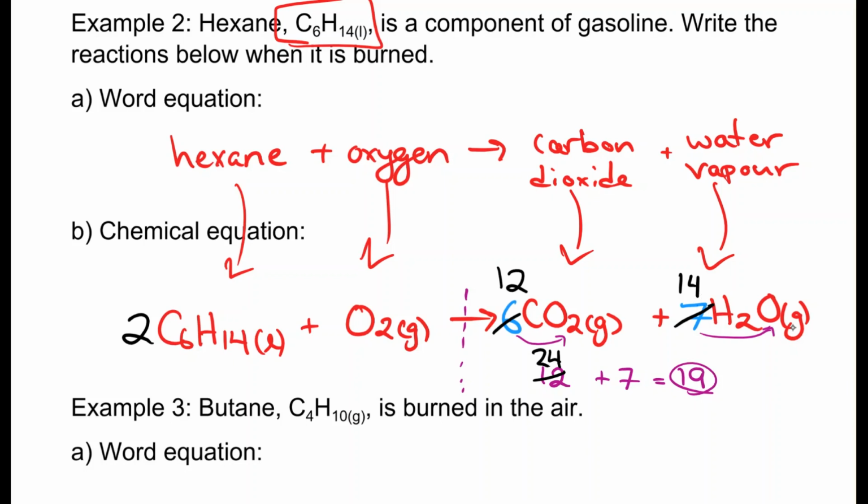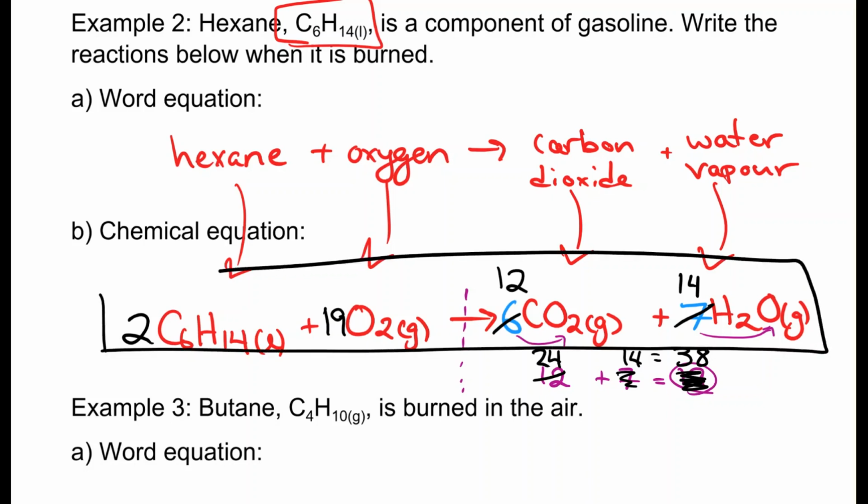We don't have 7 oxygens over here anymore. We've got 14. We don't have 19 total oxygens. We have 24 plus 14 is 38. So how do I make 38 oxygens over here? With 19. That number that we couldn't get before, 19 behind the little squiggly black marks, that's the number that you're eventually going to get here. So here is our balanced chemical reaction.